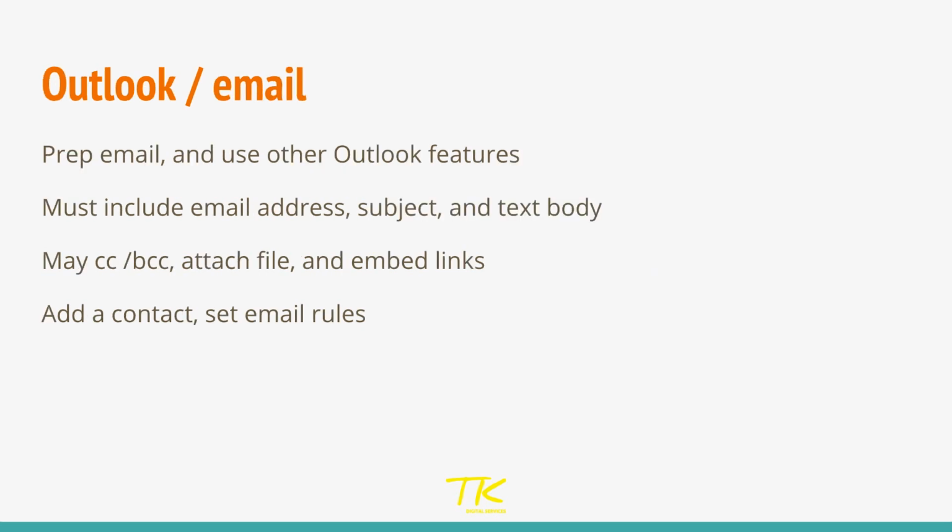Outlook or email. You'll need to prep an email and use other Outlook features. When prepping an email, you'll need to include the email address, subject, and text body. You may also need to include a carbon copy and a blind carbon copy. You may need to attach a file and embed links into the main text body. Other tasks you may be required to do in Outlook include adding a contact and setting email rules.